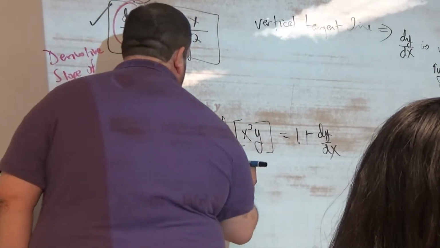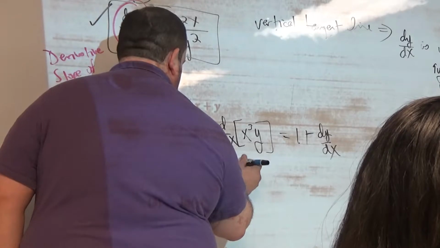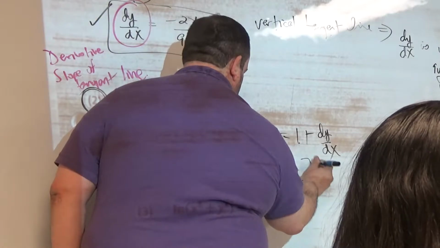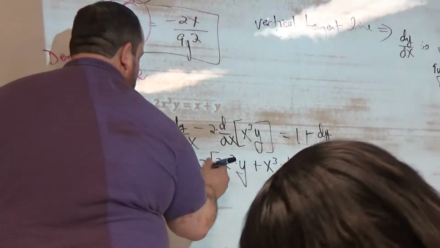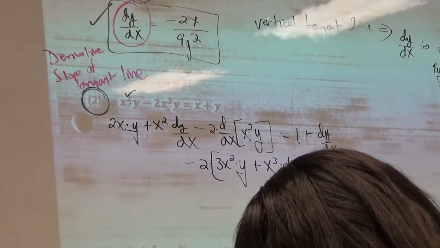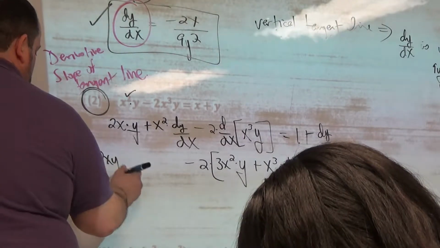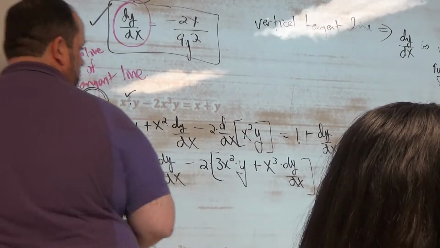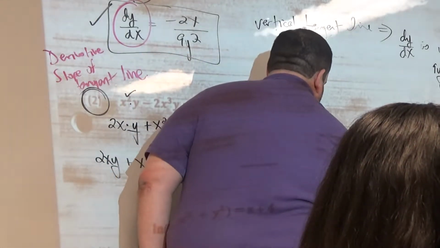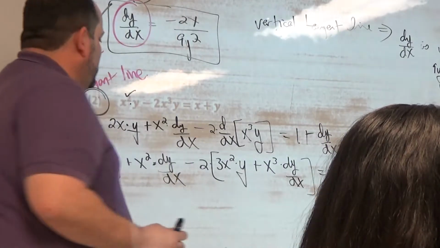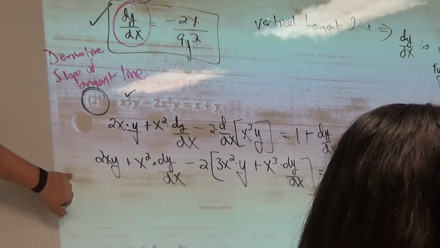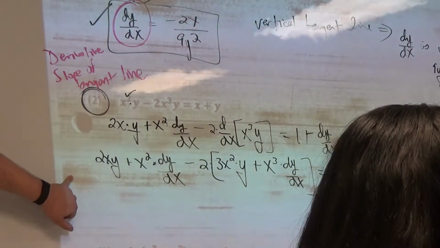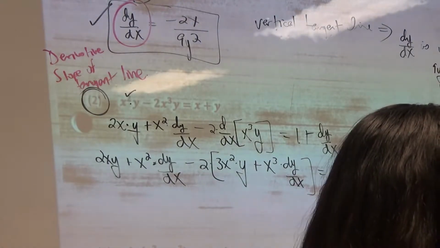Okay, so find the derivative of x cubed y. Derivative of x cubed y, I see 3x squared times y plus x cubed times dy dx. I still have to multiply everything by that -2. It's got to get distributed. And then I've got 2xy plus x squared dy dx. Over here, this is equal to 1 plus dy dx. For those of you that just went solo, how do we do on the derivative? Nobody went solo. Okay.